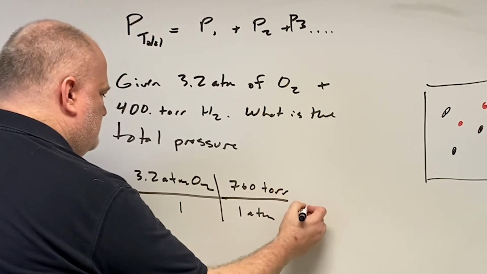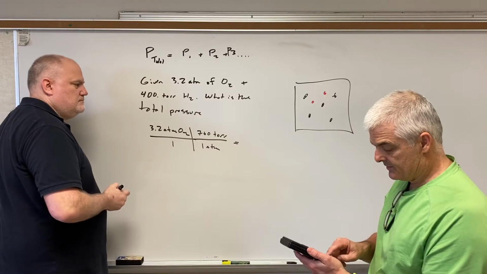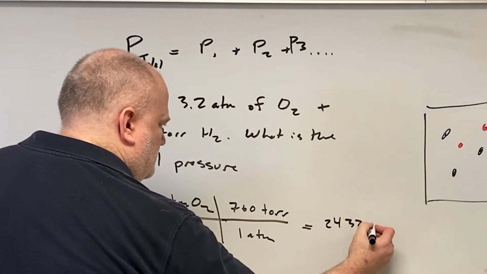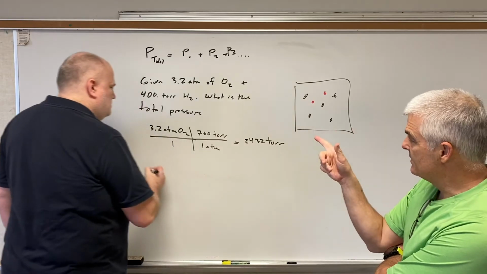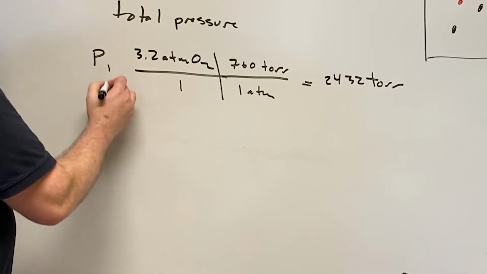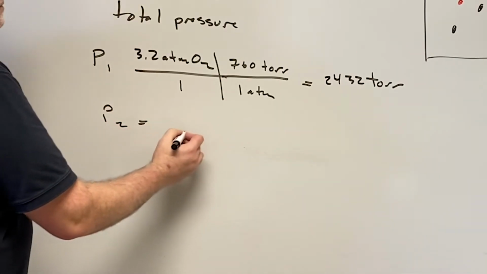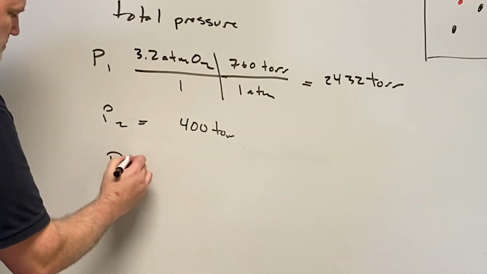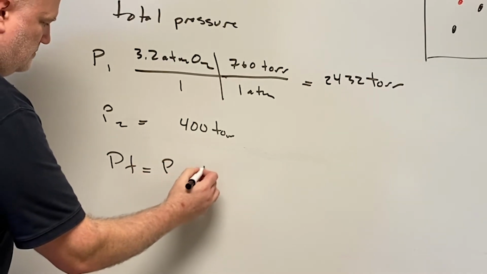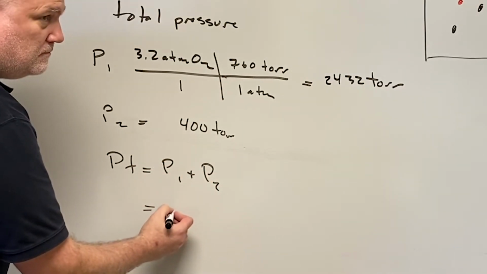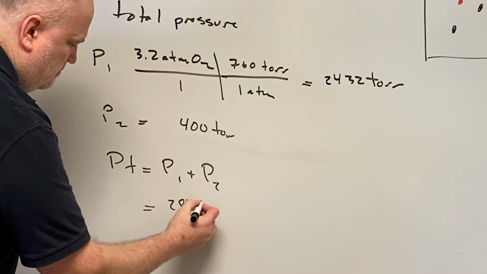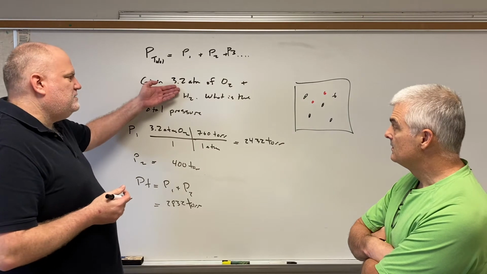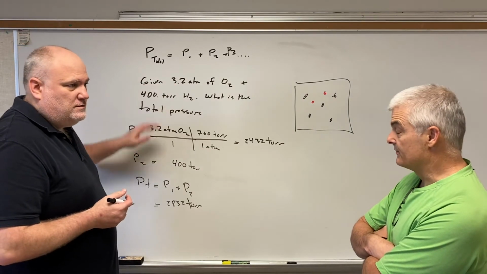So 3.2 times 760 is 2432. So the oxygen has 2432 torr, the hydrogen has 400. I'm just going to take 2432 and add 400 and I get 2832, right? Yeah, 2832 torr. You mentioned earlier that we could have converted this to torr. We could have converted this to atmospheres as well. I could have done it either way.